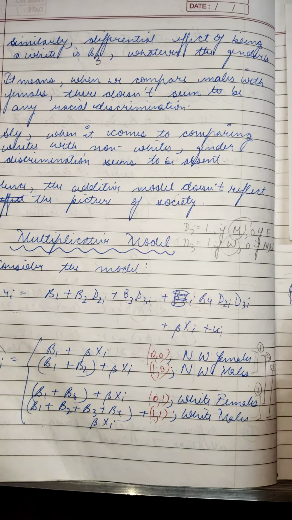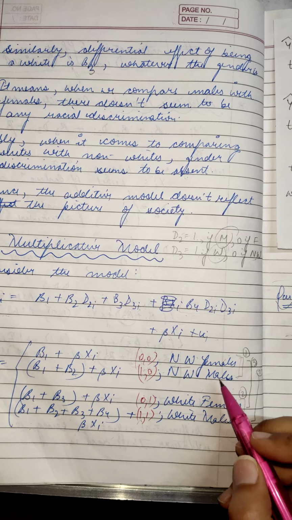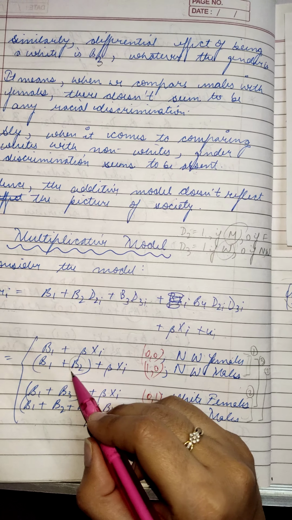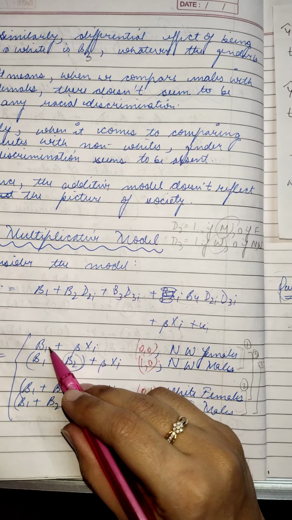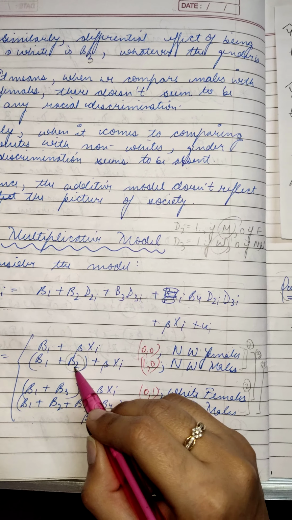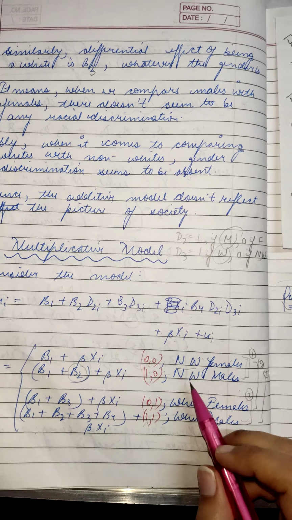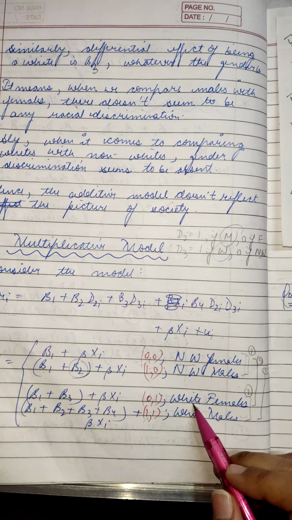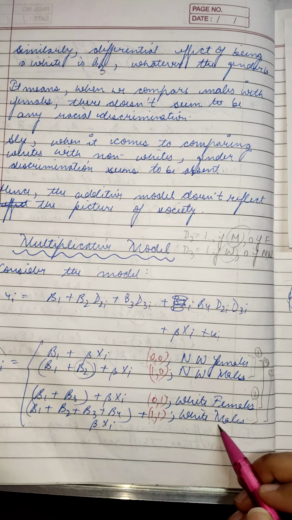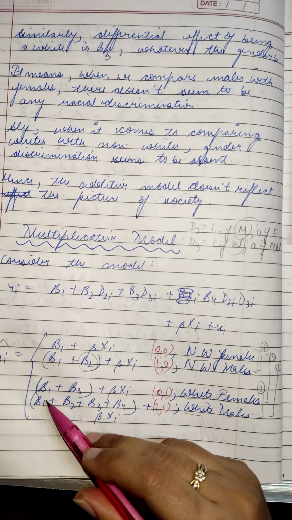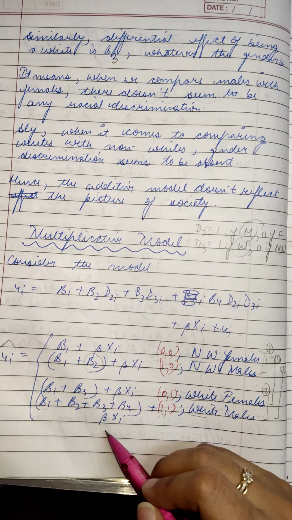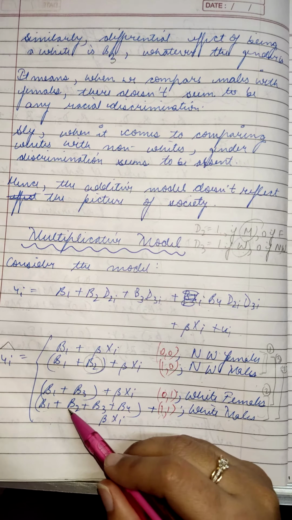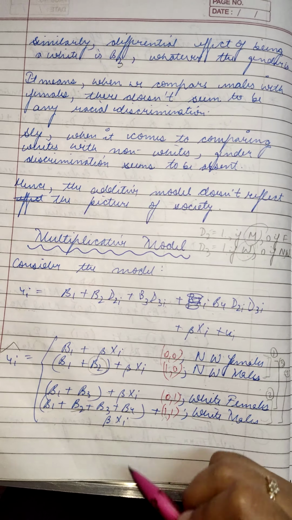Keeping the race constant at non-white, the differential effect of being a male is beta 2. Here it is beta 1, here it is beta 1 plus beta 2. So fairly simple. The differential effect of being a male in non-whites is beta 2. Then the differential effect of being a male in whites is, there we have beta 1, beta 3. Here we have beta 1, beta 2, beta 3 and beta 4. So this is beta 2 plus beta 4.